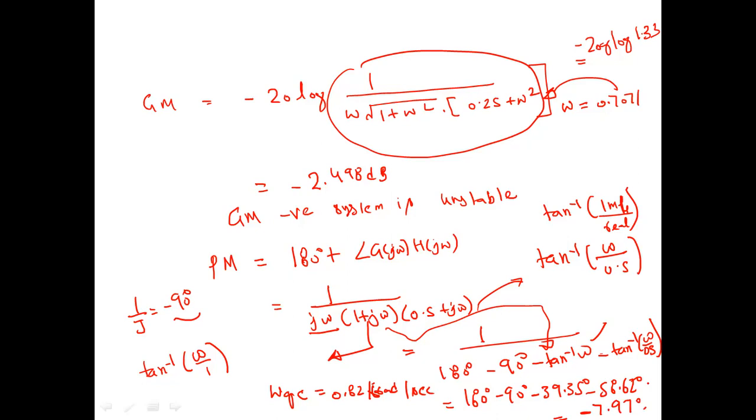Now you can see your gain margin is negative and your phase margin is also negative, so the system is unstable. This is how a problem on gain margin and phase margin can determine the stability of the system. Hope you have understood this lecture.